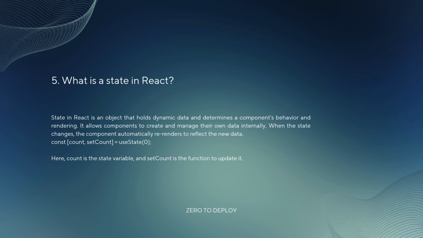What is state in React? State in React is an object that holds dynamic data and determines a component's behavior and rendering. It allows components to create and manage their own data internally. When the state changes, the component automatically re-renders to reflect the new data.